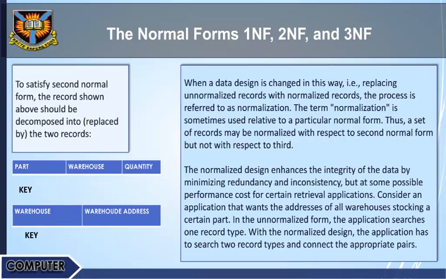The normalized design enhances the integrity of the data by minimizing redundancy and inconsistency, but at some possible performance cost for certain retrieval applications. Consider an application that wants the addresses of all warehouses stocking a certain part. In the unnormalized form, the application searches one record type. With the normalized design, the application has to search two record types and connect the appropriate peers.